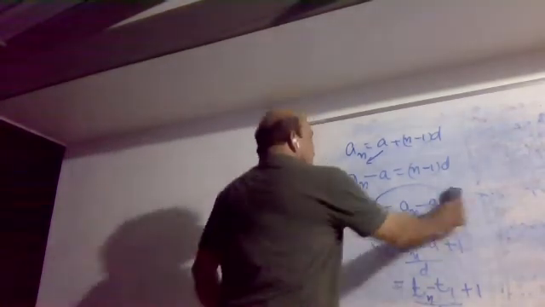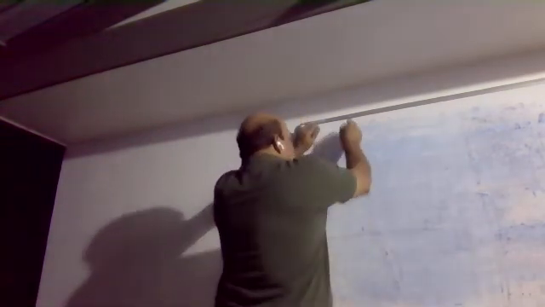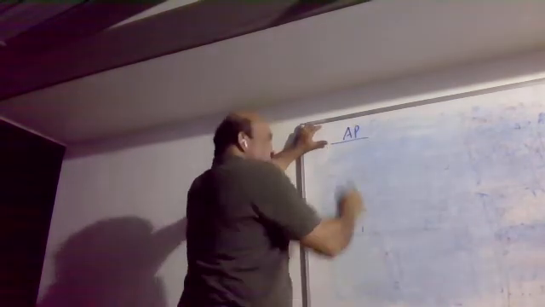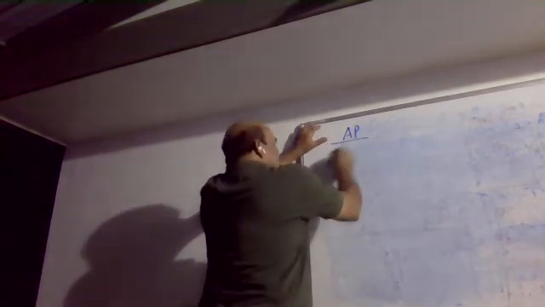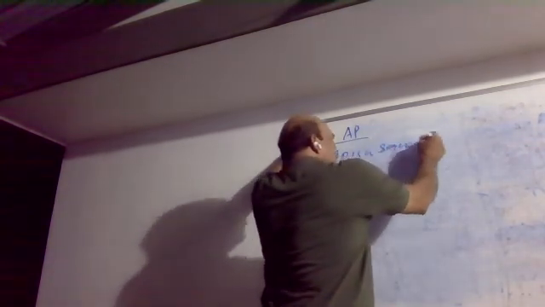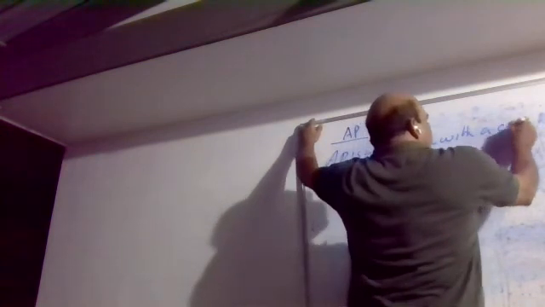So today we have studied the formulas of an AP. Summarize: what is an AP? An AP is a sequence with a common difference, d.